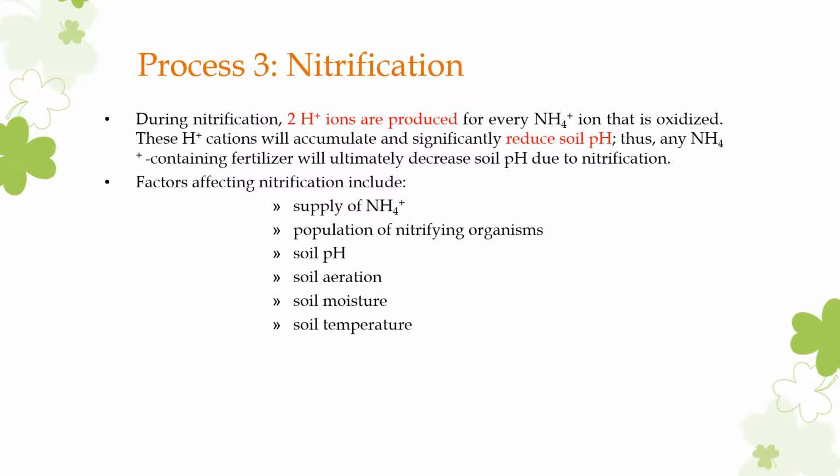During nitrification, 2 hydrogen ions are produced for every ammonium ion that is oxidized. These hydrogen ions will accumulate and significantly reduce the soil pH. Thus, any ammonium-containing fertilizer will ultimately decrease the soil pH due to the nitrification process. The factors that affect nitrification include the supply of ammonium, the population of nitrifying organisms, the soil pH, soil aeration, moisture, and also the soil temperature.